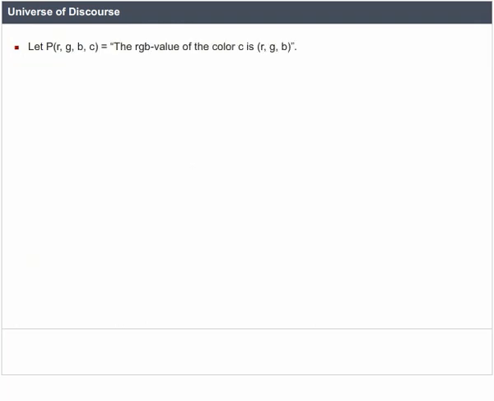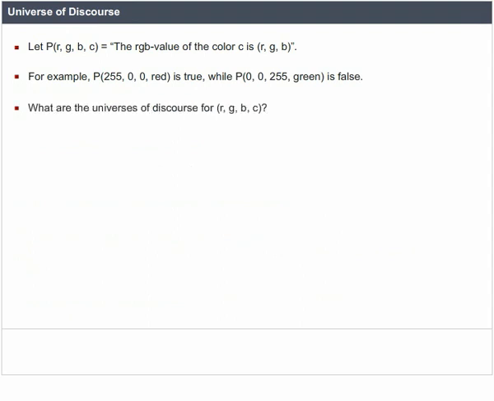Let P(r, g, b, c) equal to the RGB value of the color c is (r, g, b). For example, P(255, 0, 0, red) is true while P(0, 0, 255, green) is false. What are the universes of discourse for r, g, b, c?